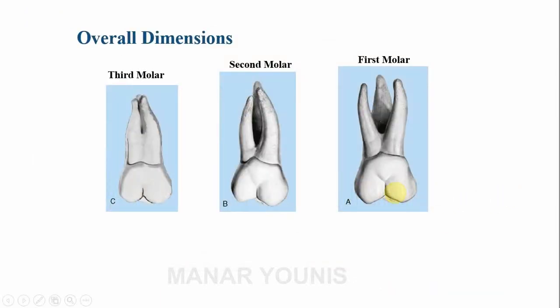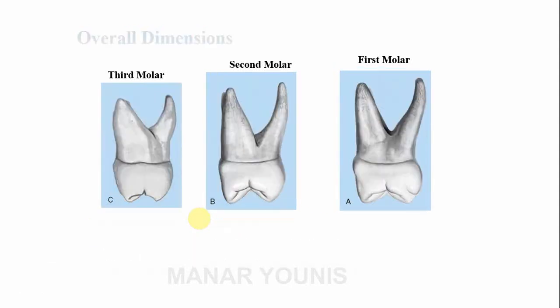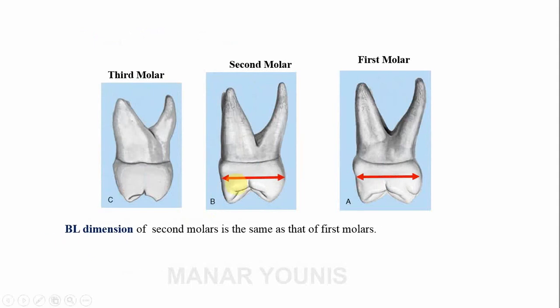Comparing the three types of maxillary molars in overall dimensions. The second molars are shorter and narrower mesiodistally compared with the first. The third molars continue to be smaller in this dimension compared with the other types of molars. The second molar is broad buccolingually, just like the maxillary first, while the maxillary third shows less buccolingual dimension, therefore it's smaller in all dimensions: mesiodistally, buccolingually, and in crown length.